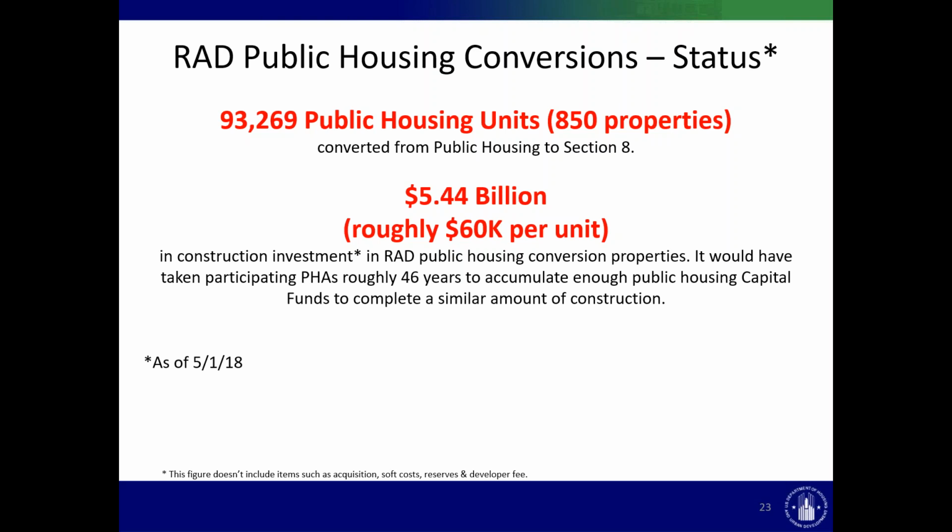It's also worth noting the RAD cap is now at 455,000 units. We have space under the cap to make awards to additional units, which we are about to do for the nearly 100,000 units that have accumulated on the waiting list. HUD has proposed in its FY19 budget to eliminate the cap so that all public housing properties can convert if they wish.